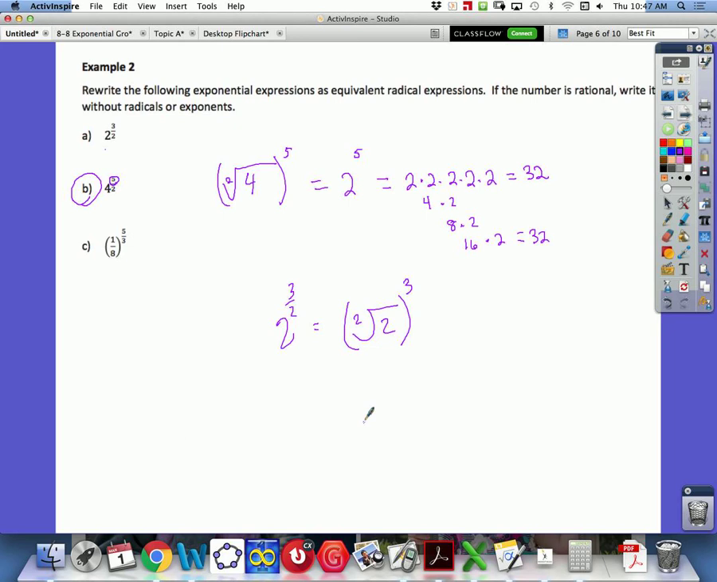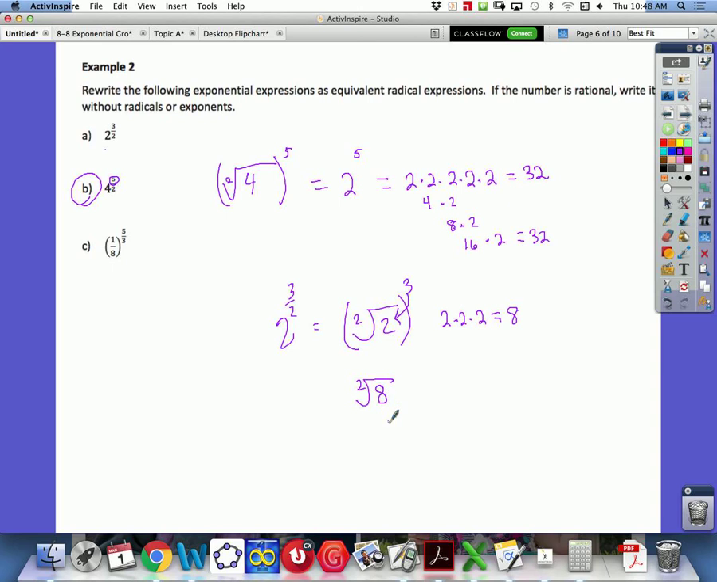So now if I look at it, I can't do the square root of 2 because it's not a perfect square. So what we can do is change the order. I'm going to do 2 to the third power first. If I do that, 2 times 2 times 2, that we already did there, that gives us 8. Now I have the square root of 8.